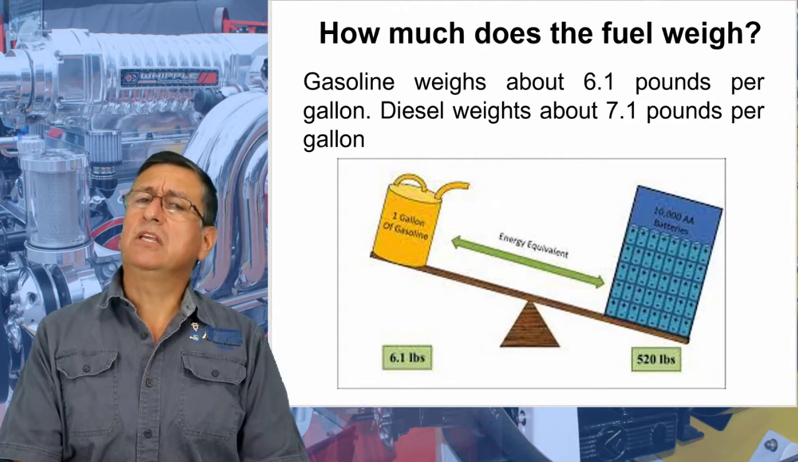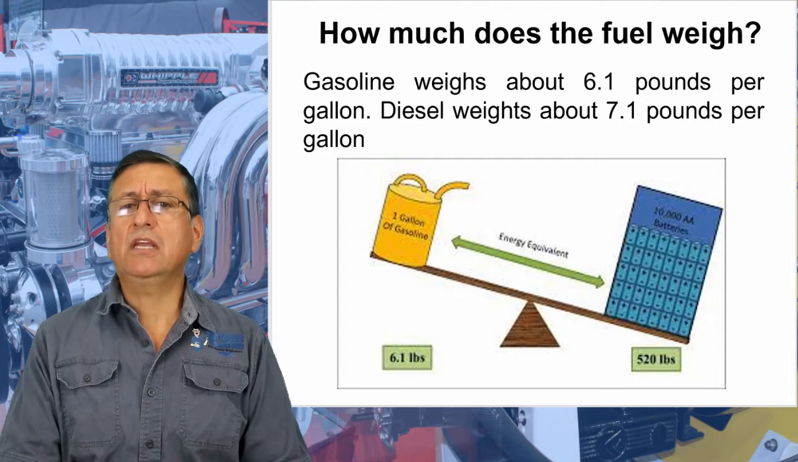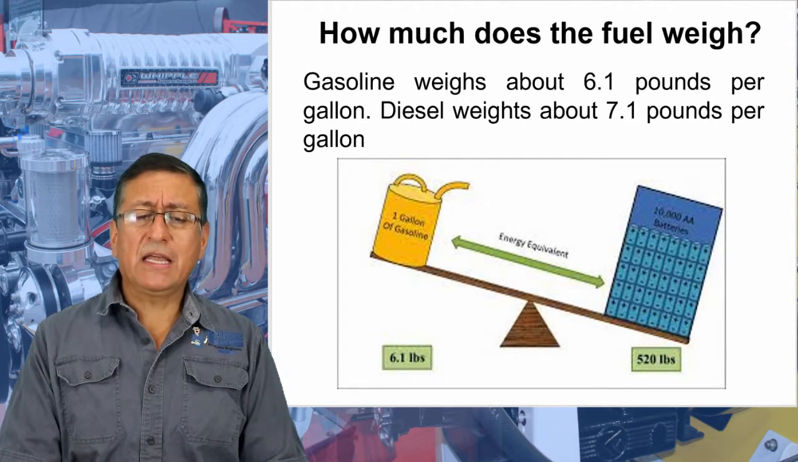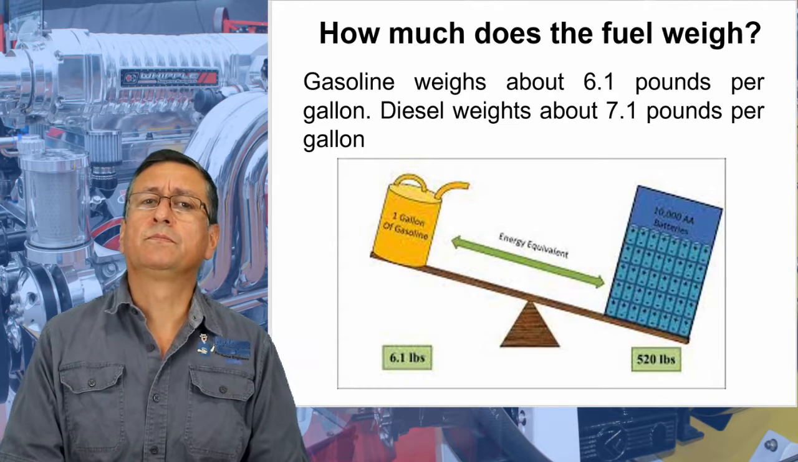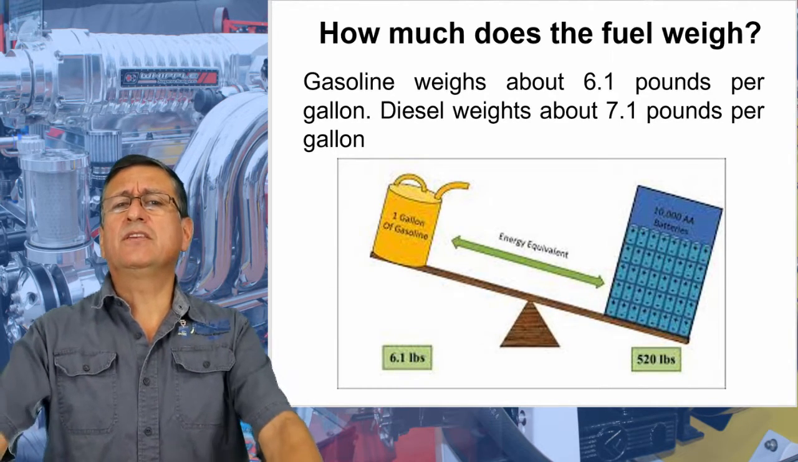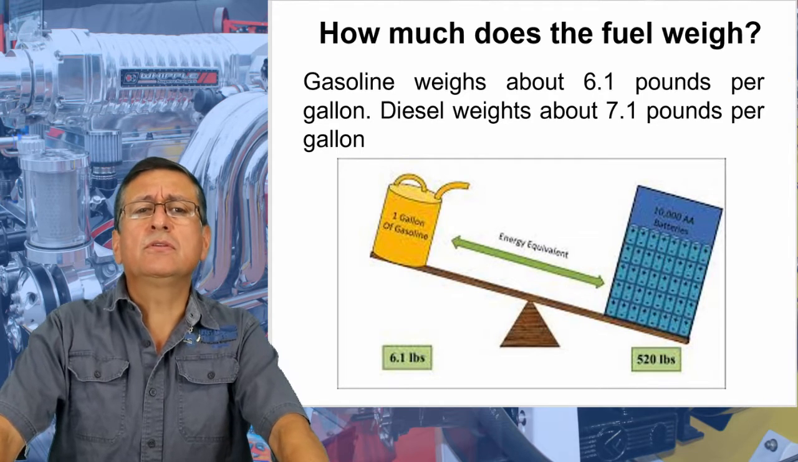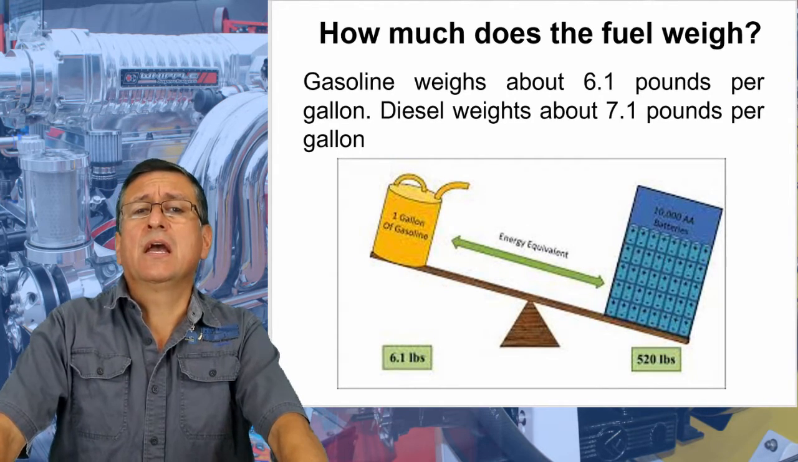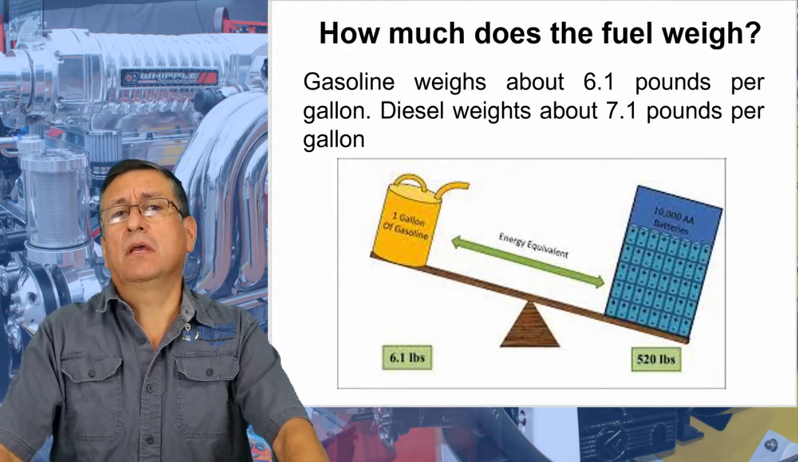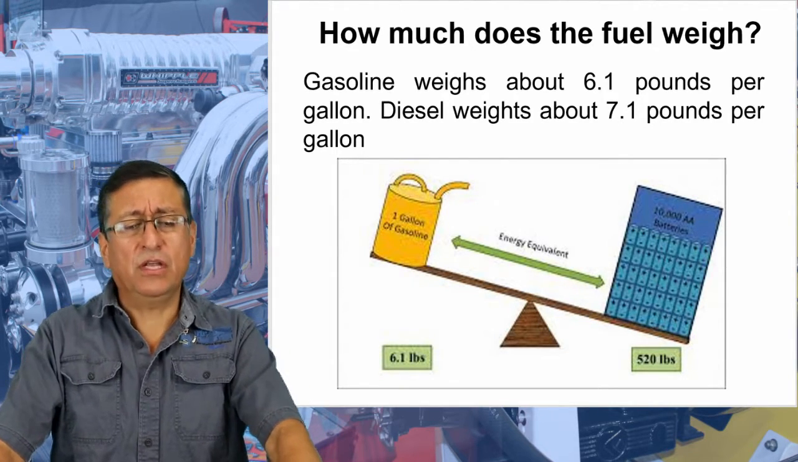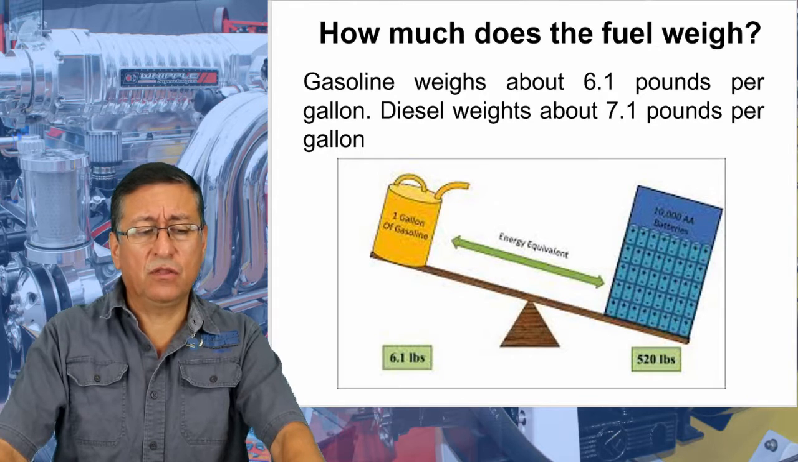Alright, with gasoline, it's pretty similar. Remember that gasoline is lighter in comparison with diesel. How much? Gasoline is 6.1 pounds per gallon, the weight, and diesel is 7.1 pounds per gallon. Yeah, diesel is a little heavier.